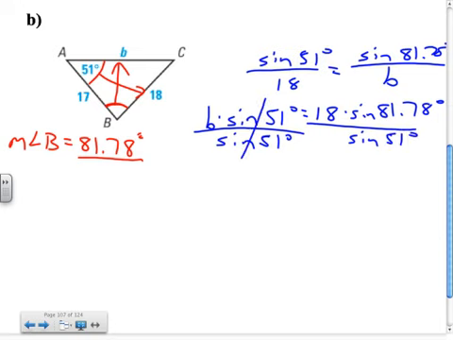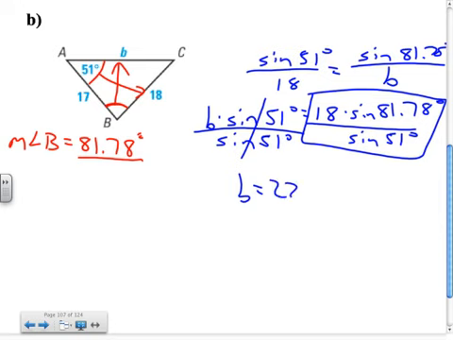Divide by sine of 51. And again, at this point, I have B equals. I would plug this whole thing into your calculator all at one time to avoid any mistakes. So 18 times sine of 81.78 divided by the sine of 51. And if my calculator is correct, let me do that again. I think I goofed something up. 18 times sine of 81.78 divided by the sine of 51, and I got 22.92 for the length of B there.